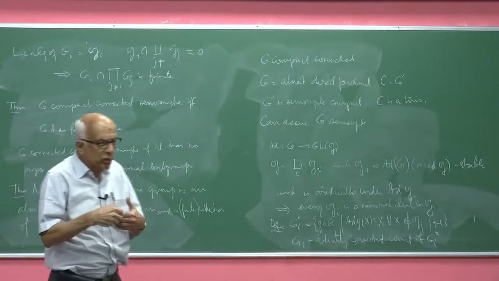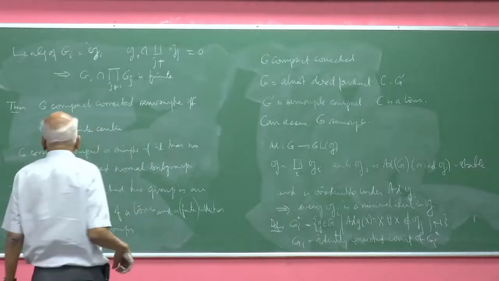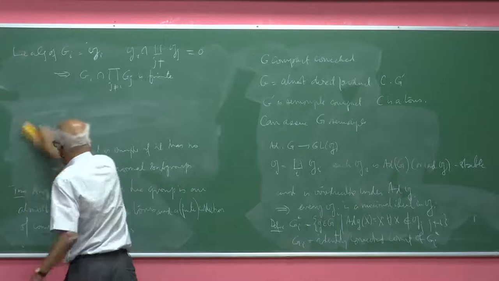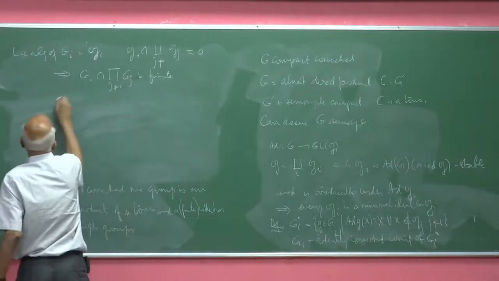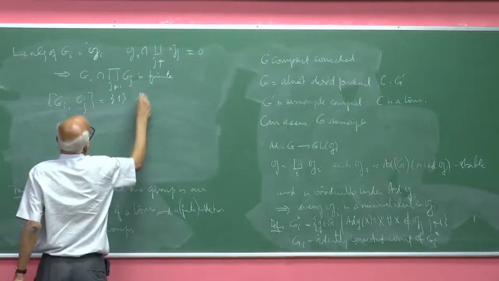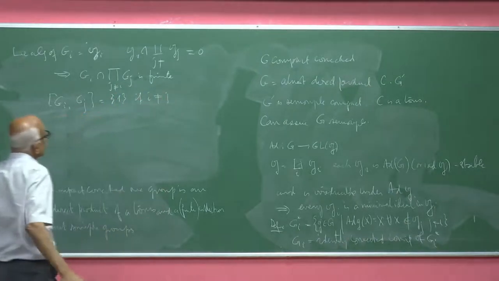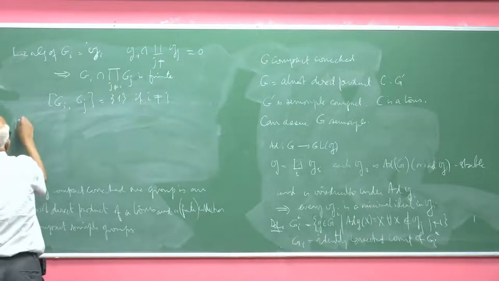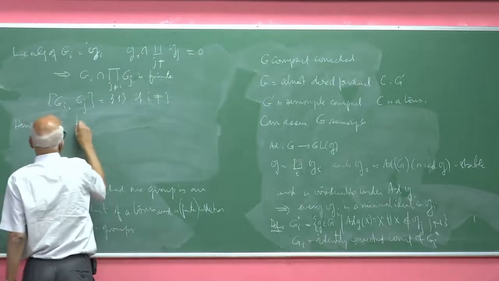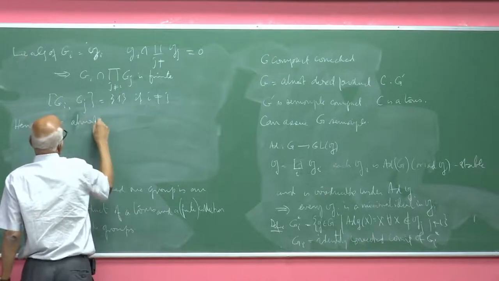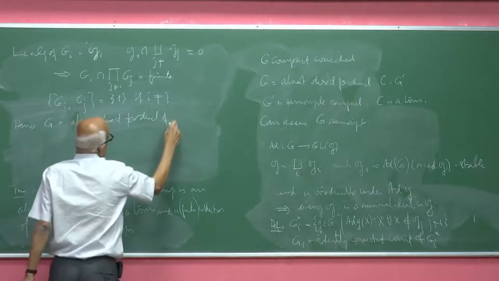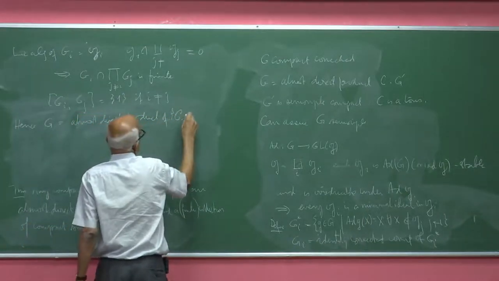Because the corresponding Lie algebra is 0, the group is finite. And therefore it follows that, as I said already, Gi and Gj commute if i is not equal to j. Which implies, hence, that the simple G is an almost direct product of the Gi.